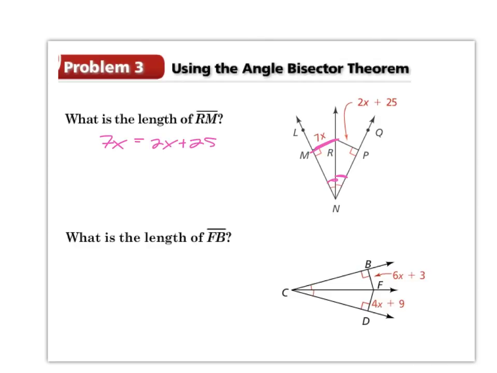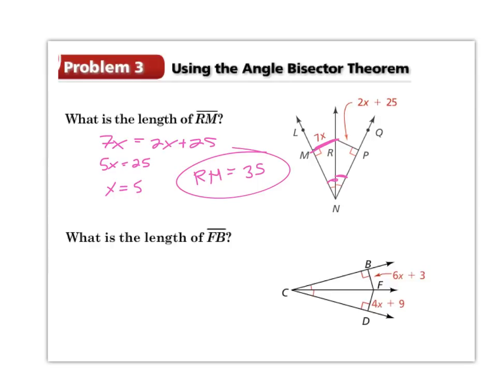And again, a little two-step equation for us to solve here. We subtract 2x, we get 5x equals 25. We divide by 5, we get x equals 5. Again, we want to know the length of RM, so we plug that 5 into our 7x, and we get the length of RM is equal to 35.